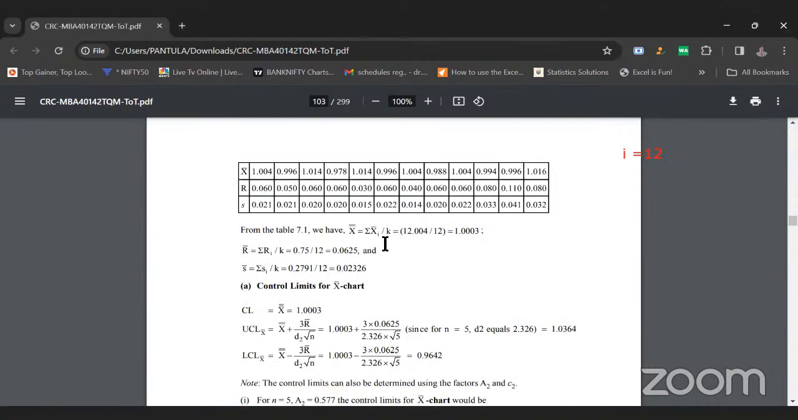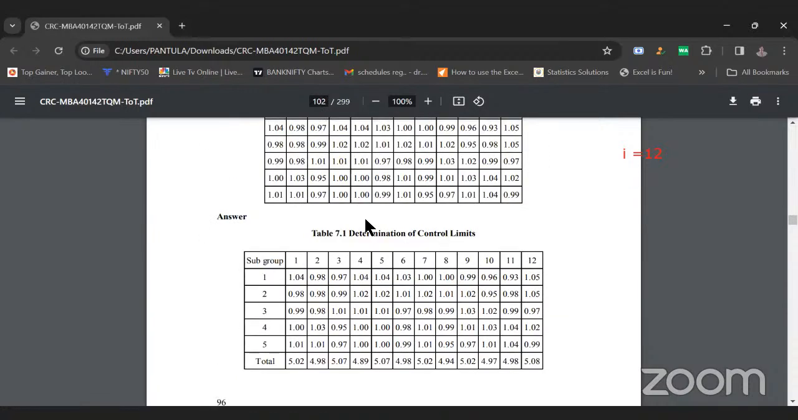Now you can total it: 12.04 divided by 12, we are going to get 1.03. If you total this entire thing, you'll get 12.93. So let me share Excel.